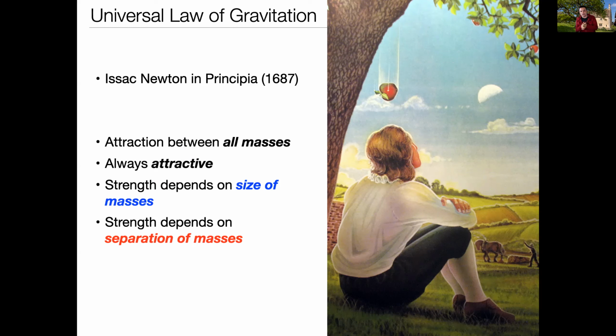And the universal law has a few basic properties that mathematically we'll come back to in the next part of the lecture. So first of all, it's an attraction between all masses. All masses exert gravitational force on all other masses.